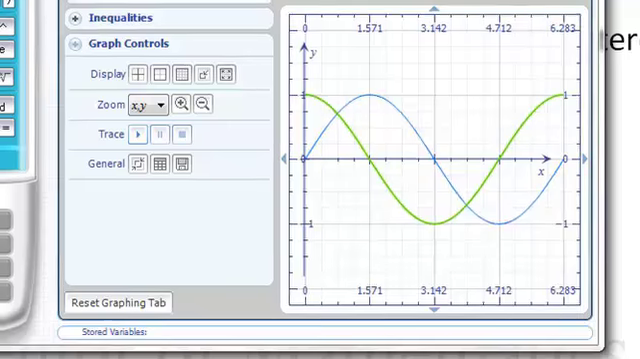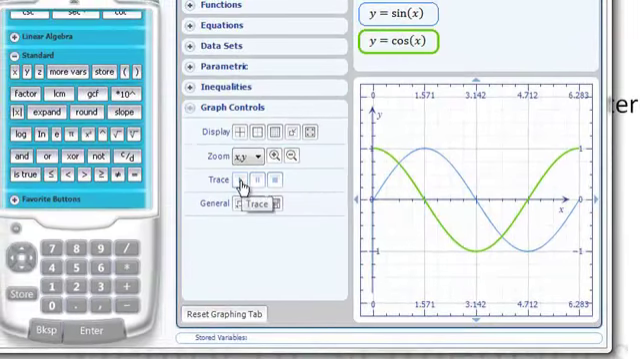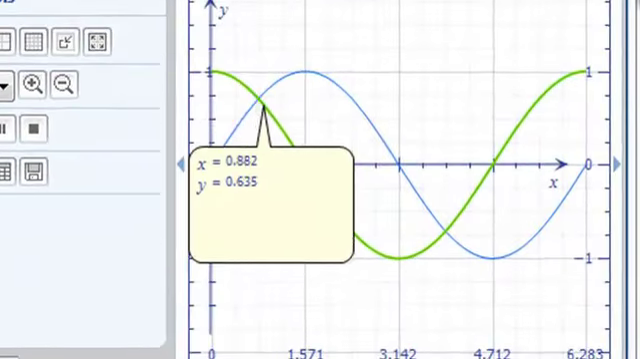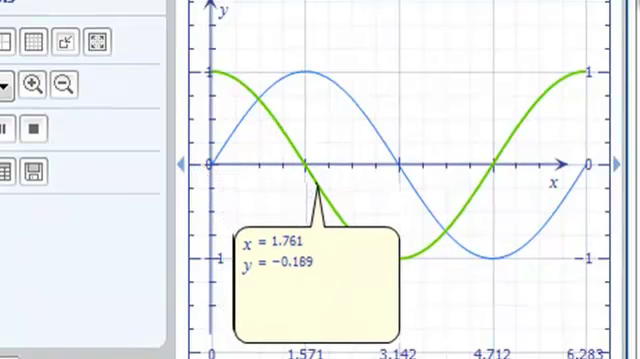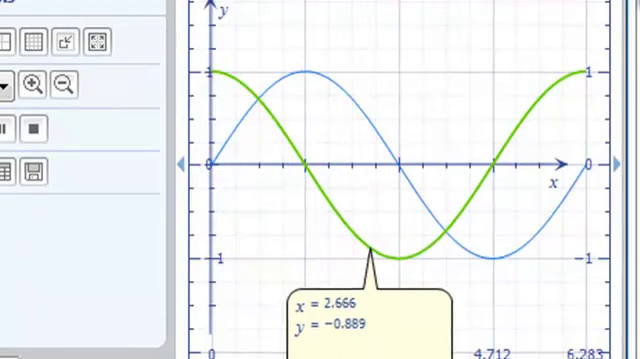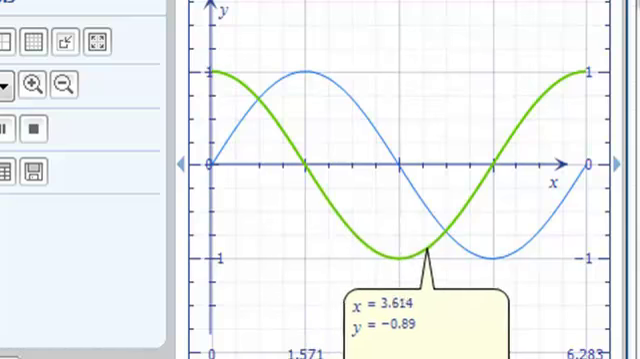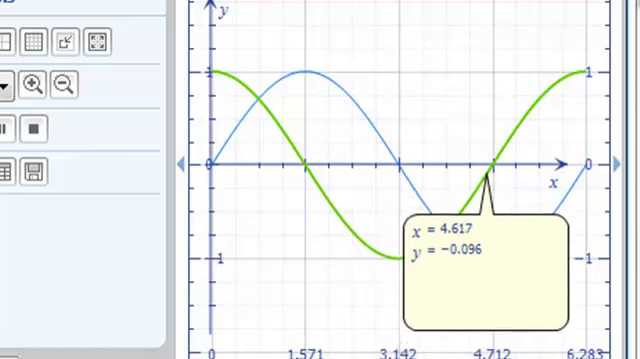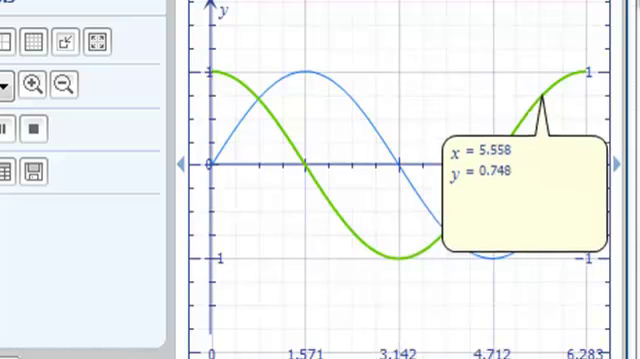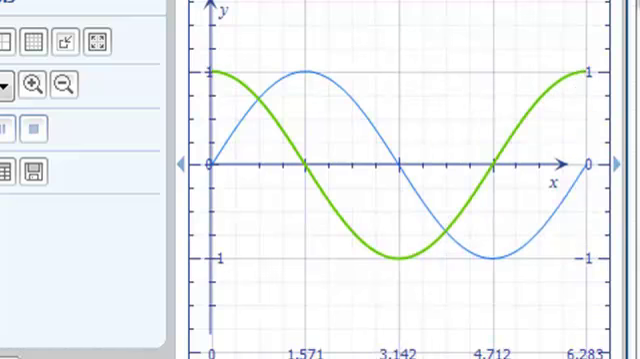Let's trace the cosine now. Now in this case, our x again is the angle, and now our y value is the cosine. This is the same information as the unit circle.